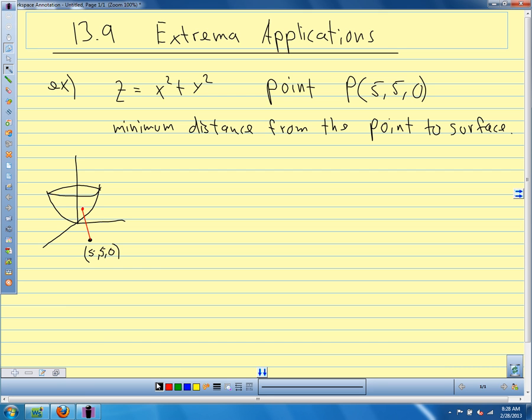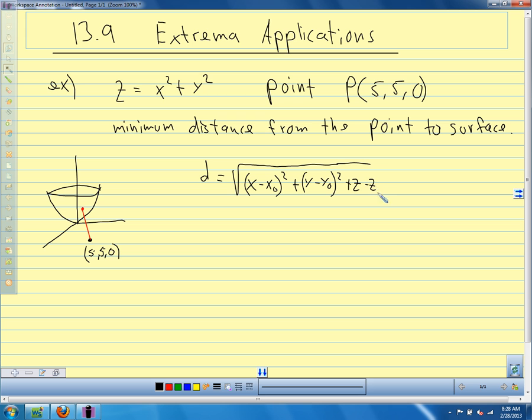Well, to work this problem, what are we going to need to do? What's our function that we're minimizing? A distance. So we need to write some kind of expression for our distance. The distance between two points in space, I gave you a hint, is the square root of (x minus x0) squared plus (y minus y0) squared plus (z minus z0) squared.